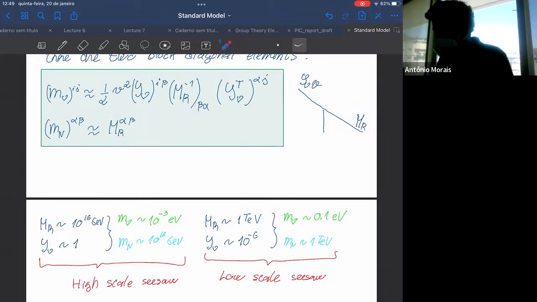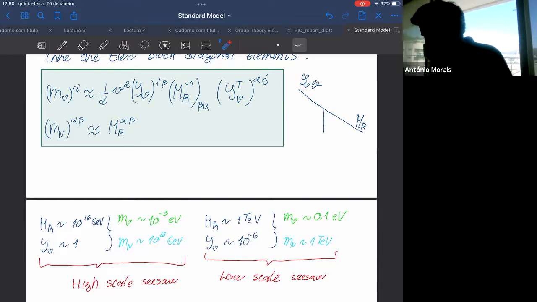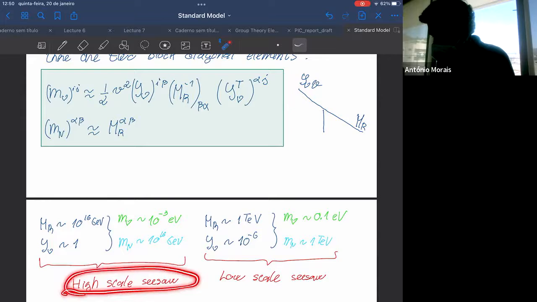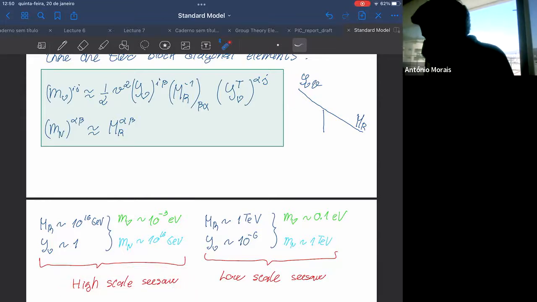And the other ones, just putting numbers here, and if I did not miscalculate, would be about 10 to the minus 3 electron volts, which is maybe too light, but it's about that. We are only talking about scales, not the actual mass differences. We are not going to discuss that. But this can also work, and this would be a high scale seesaw mechanism of type 1. This is a type 1 seesaw.